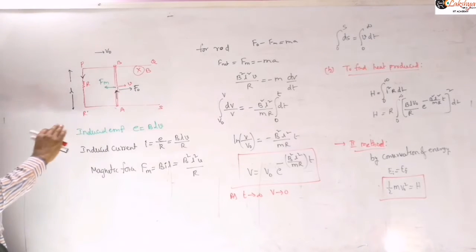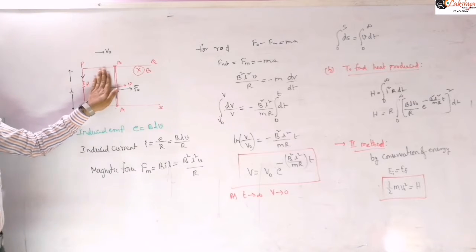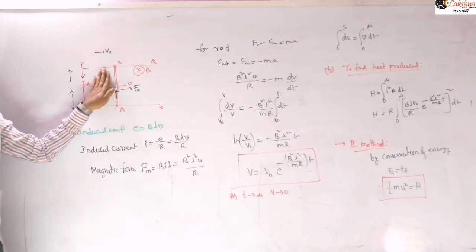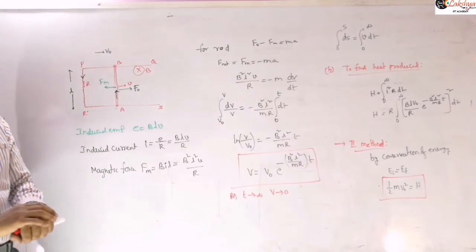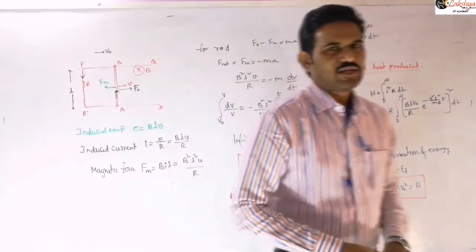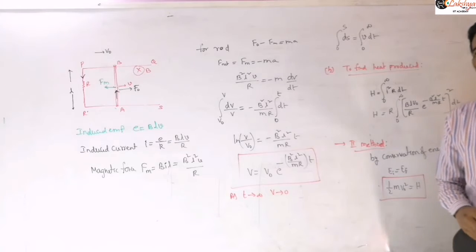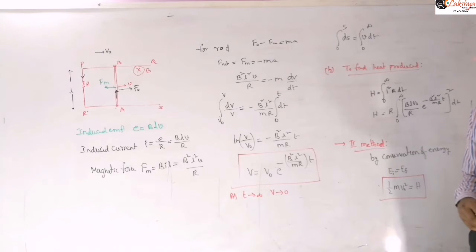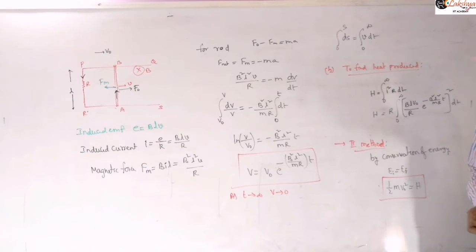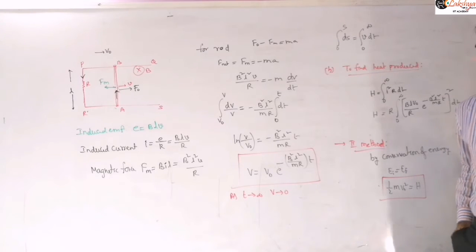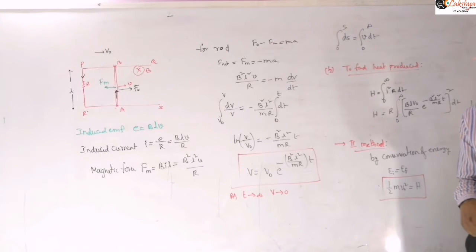Just draw the diagram, same everything here except this Fm. In the system shown in figure, the rod AB is pulled on the horizontal rails with a constant force F naught.